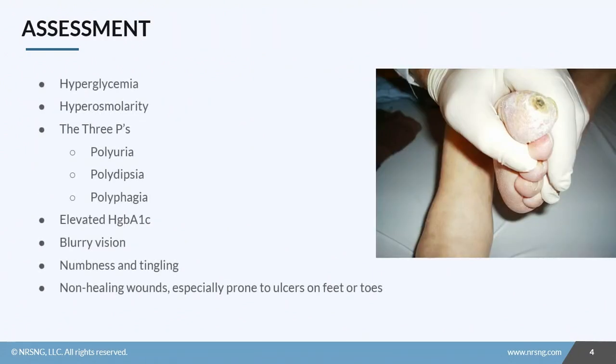So what does our assessment look like? Well, of course, we're going to see hyperglycemia. Now, diagnostically, we usually see something over 126 milligrams per deciliter for at least 2 episodes for an official diagnosis. And we'll also see hyperosmolarity because of that excessive glucose. Remember, that's when you have way more particles in your bloodstream than you usually do. So it's a super concentrated situation.